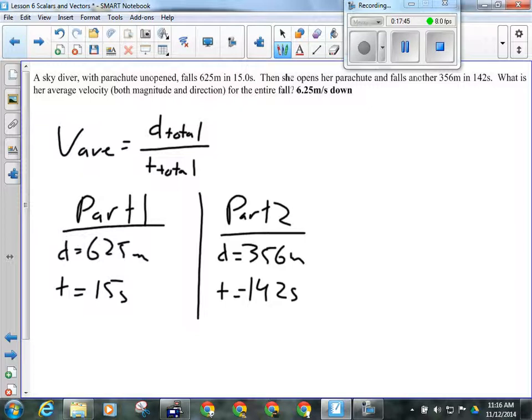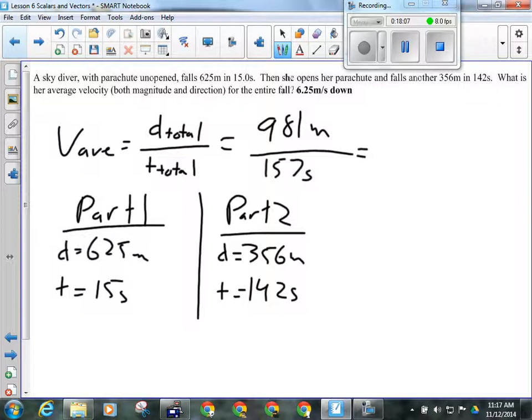So we'll be looking at 981. So 981 meters, divided by 157 seconds. And that should give me my 6.25 meters per second down. Total distance over total time.